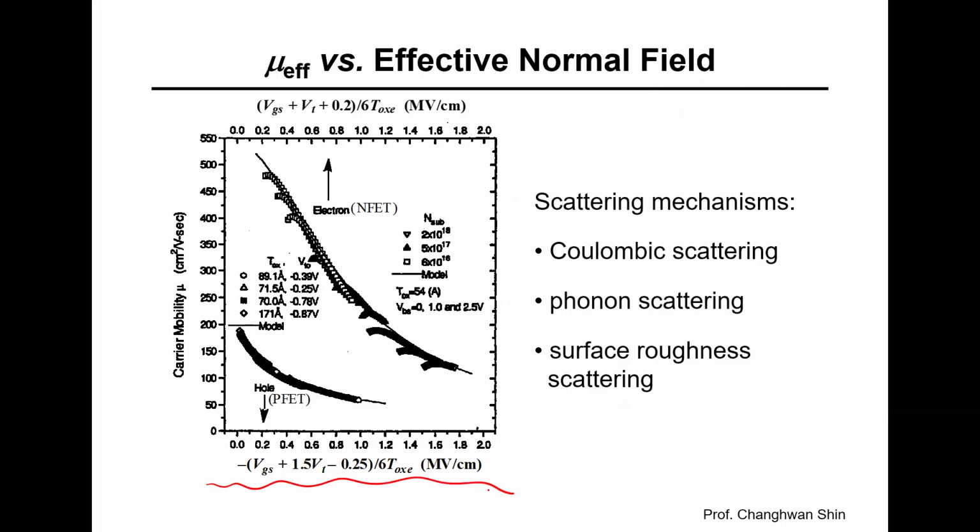So this graph illustrates how effective mobility varies with effective normal electric field in both NMOS and PMOS. The vertical axis here shows carrier mobility, while the horizontal axis represents the effective normal field. Okay, so here the effective normal field is calculated differently for NFET and PFET. Okay, so this is for NFET, this is for PFET.